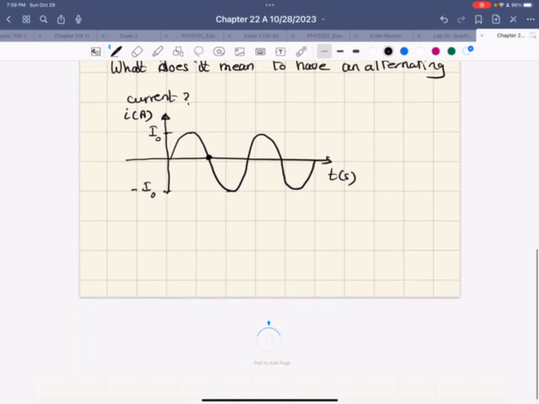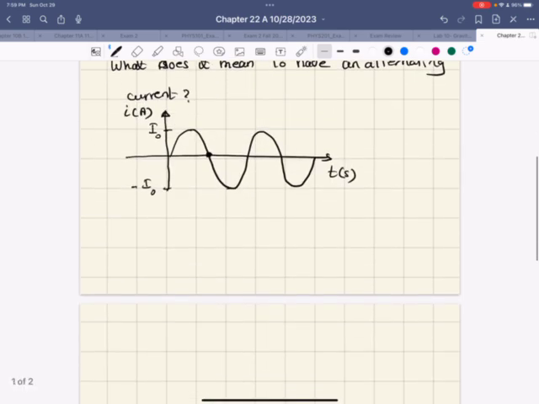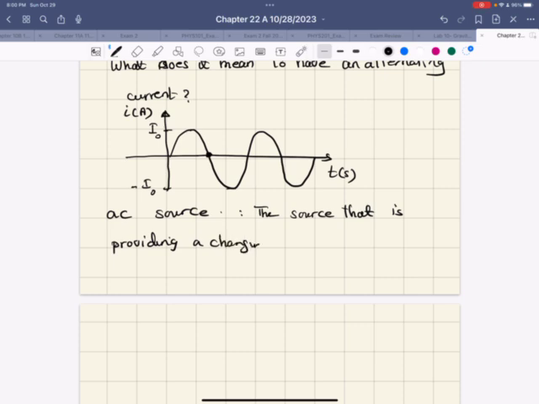Now, also, what does it mean to have an AC source? The AC source is a source that is providing a changing voltage, magnitude, and direction.